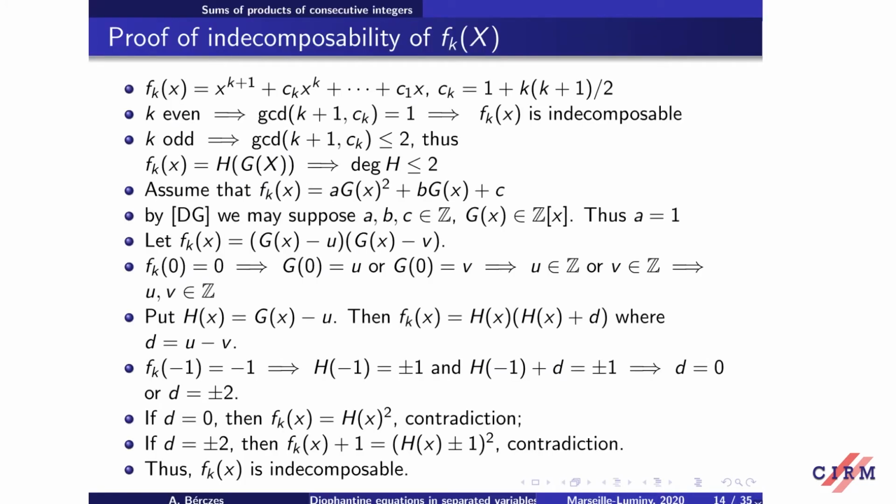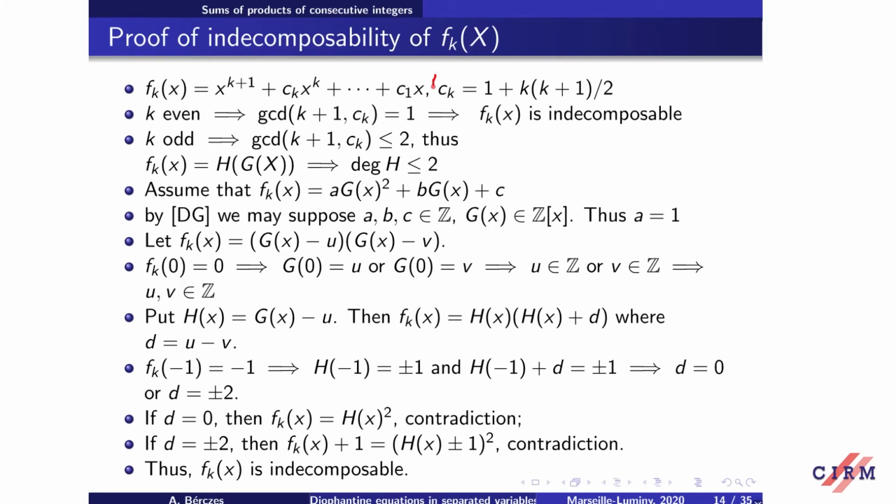So let us see how we can use this for proving that f_k(x) is indecomposable. First of all, let us see how f_k(x) looks like. We know that f_k(x) has degree k plus 1. It is monic, so we just denote its coefficients by 1, c_k, c_{k-1}, and so on, c_1. And we know that 0 is a root of f_k(x), so c_0 must be 0.